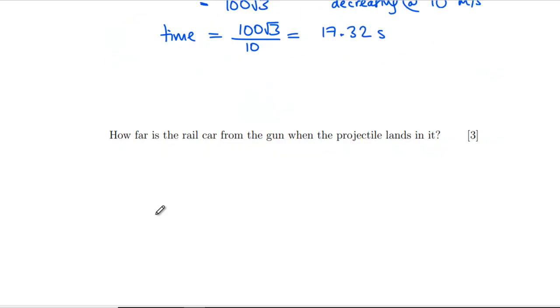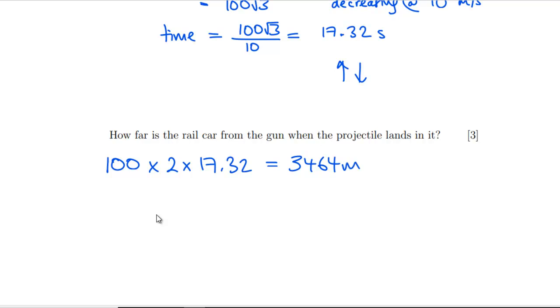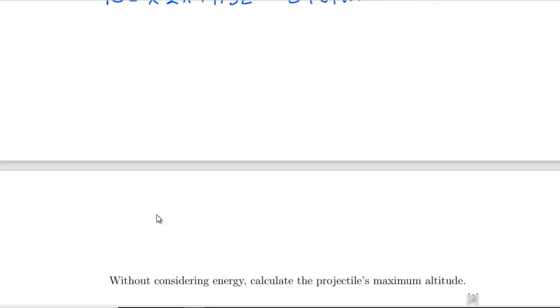Right, how far is the rail car from the gun when the projectile lands on it? It was moving at 100 meters per second, so we have to multiply by the time of flight. It's taken 17.32 to go up, and it will take 17.32 to go down. So 2 times 17.32, we're just doubling 1.732, so that is 3,464 meters. Cool.